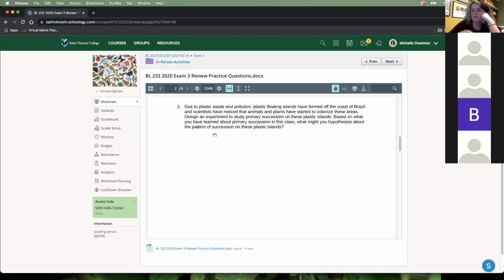So in this scenario, it's floating trash off the coast of Brazil. I think I made this one up. How would you design an experiment to study primary succession on these islands? Any ideas?